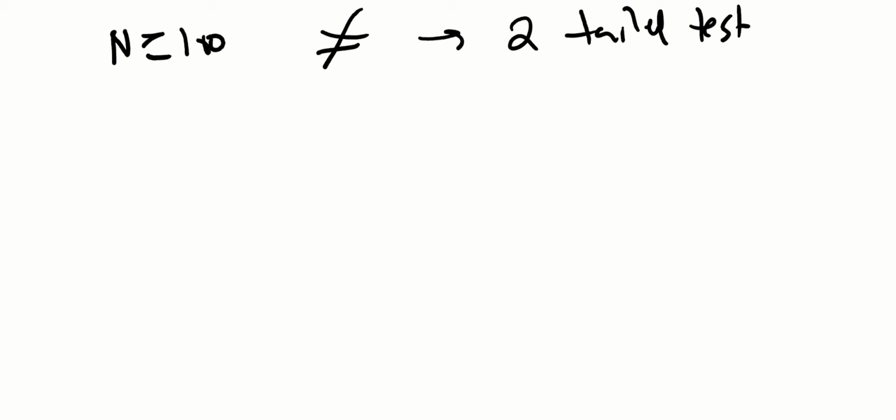Were we given an alpha? No, we weren't given an alpha. If we weren't given an alpha, we use the 95% level, which equals an error of 5%, which also equals a z of 1.96. We can get that from the table in the appendix of the book. So this process has two steps.